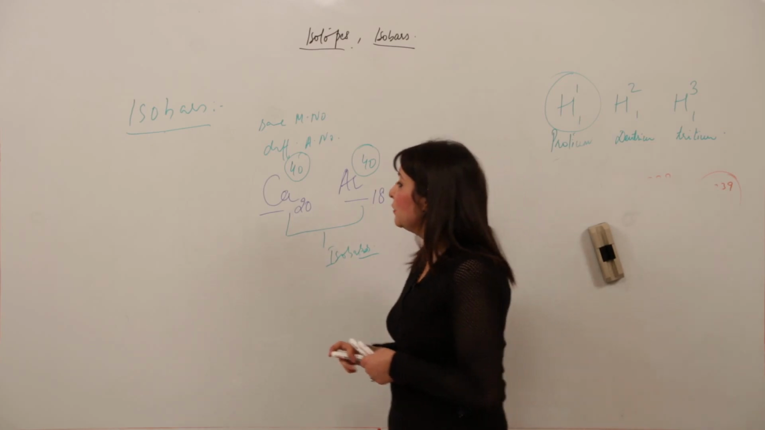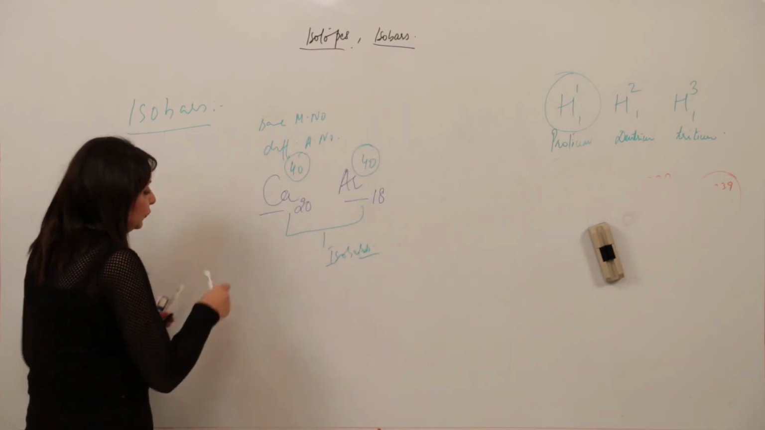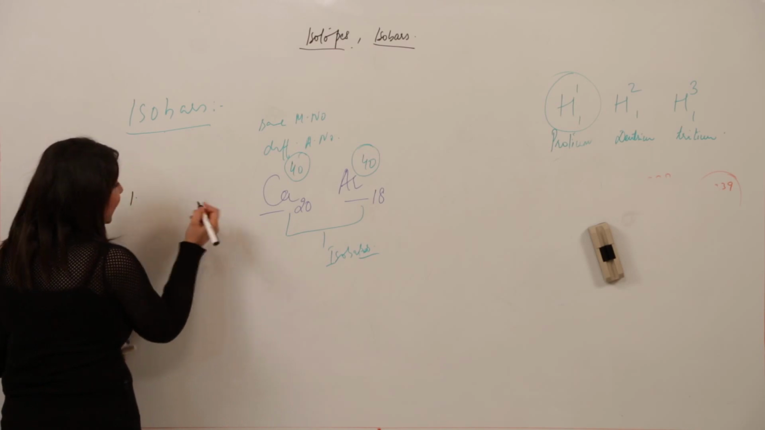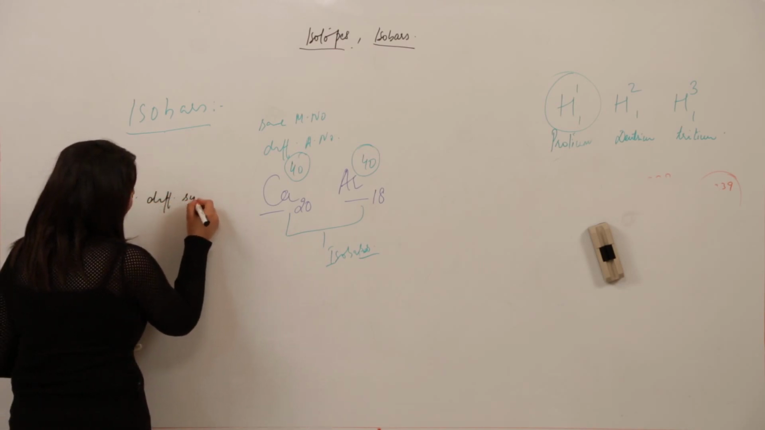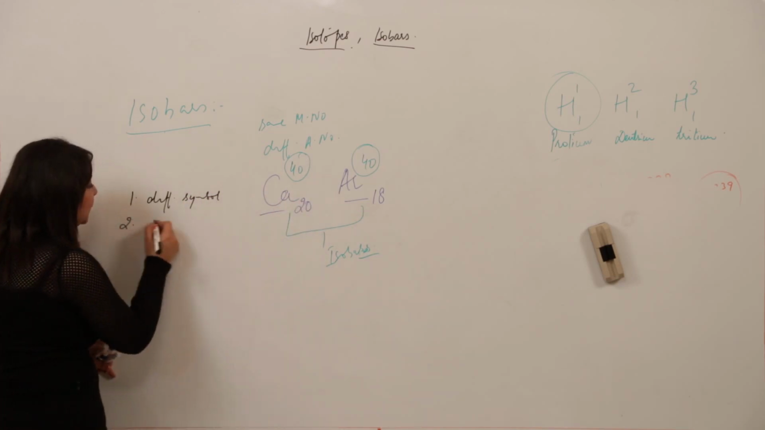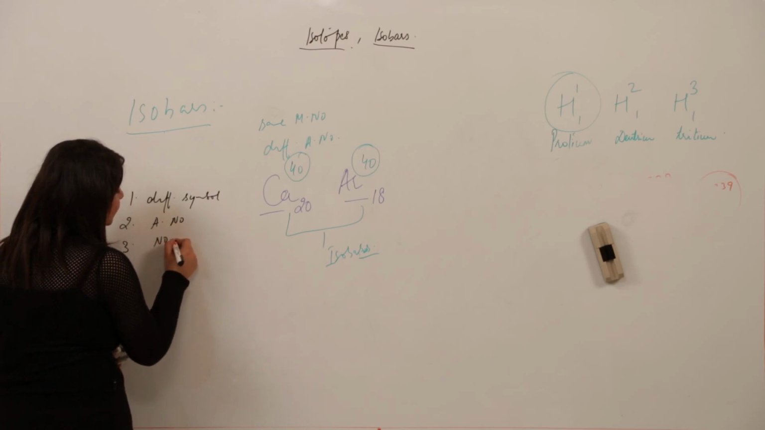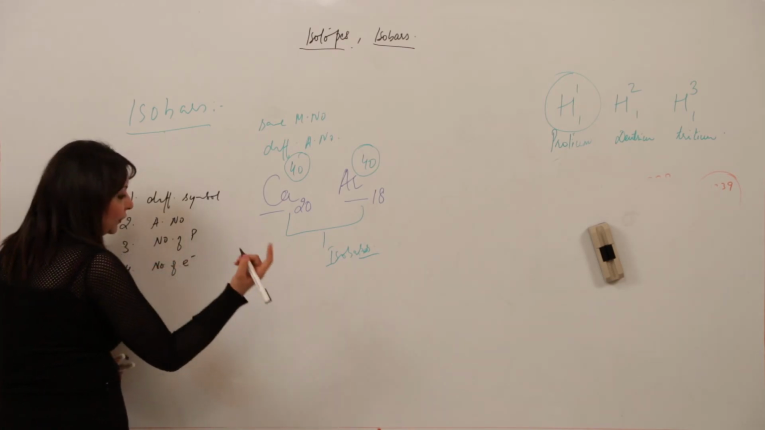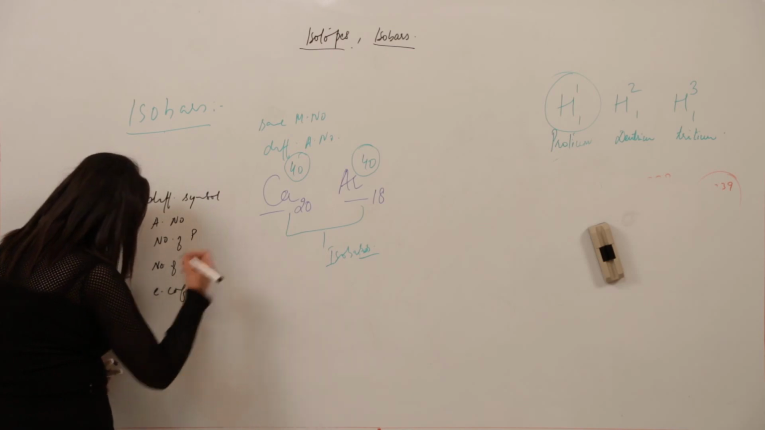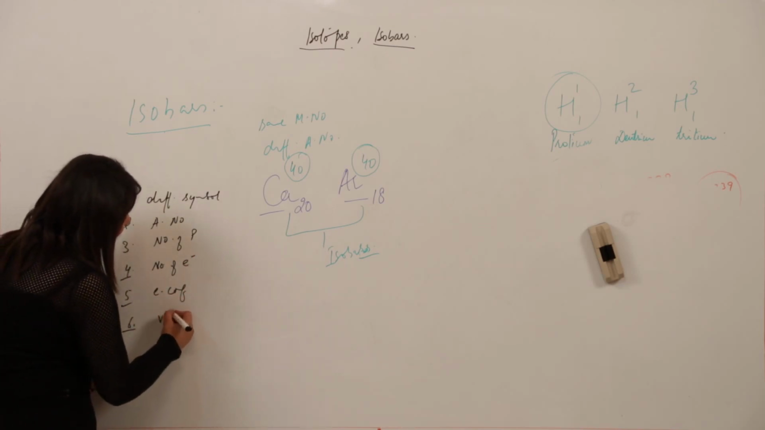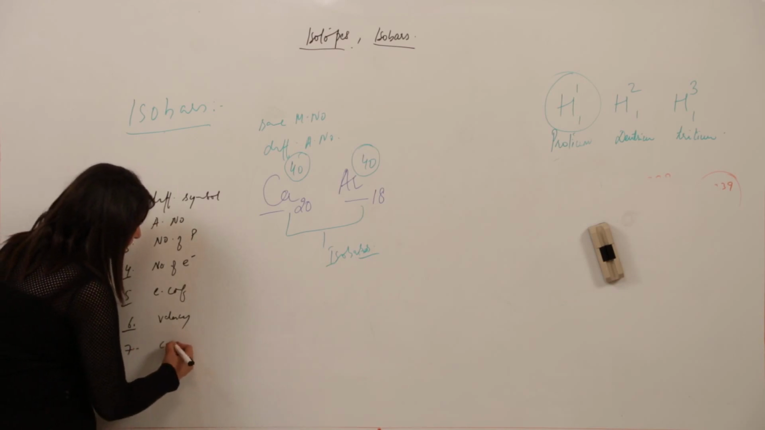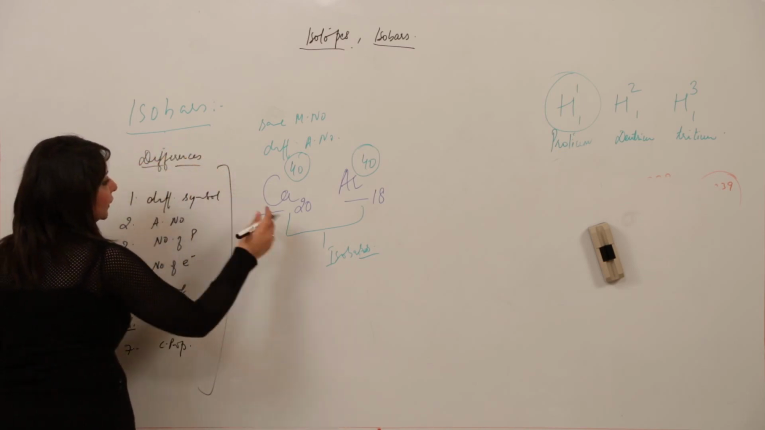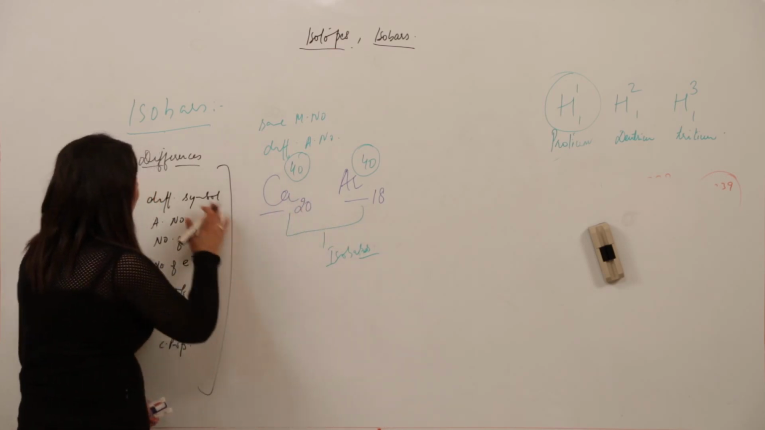So now we'll list the similarities between them. First we'll list the differences, because there are a lot of differences between them. They have different symbols, as you can see: for calcium it is Ca and for argon it is Ar. Different symbol means different atomic number. Different atomic number means different number of protons. As we know, number of protons equals number of electrons, so they have different numbers of electrons as well. That means the electronic configuration is different, and likewise the valency is different. And if the valency is different, the chemical properties are going to be different.